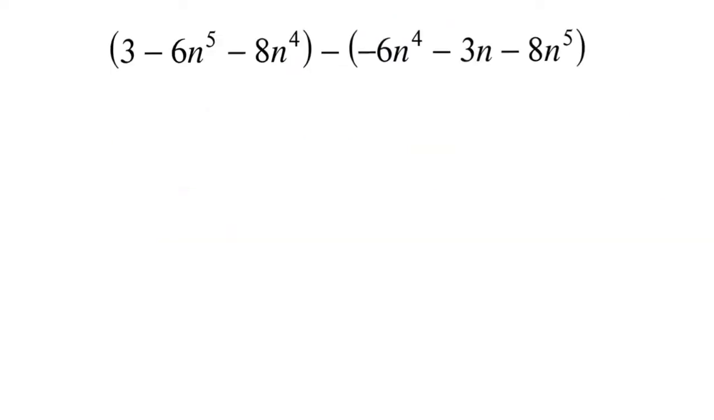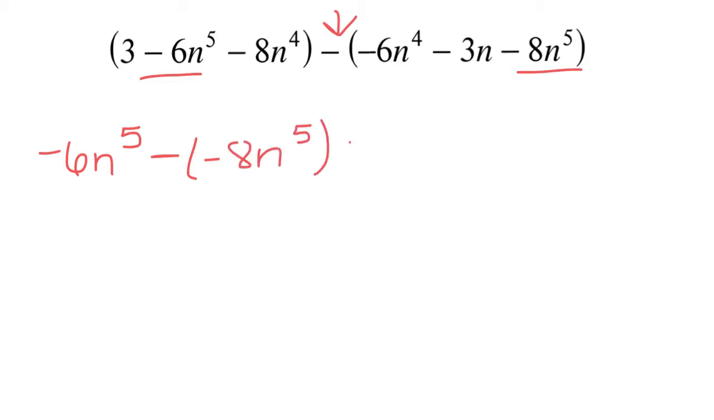Here's my next example. I am not going to distribute on this one because I did the last one. I'm going to look for like terms because there's so many. So the first like term I'm going to look for is the one with the largest exponent because I know it goes first. I have n to the fifth as the biggest. So negative 6n to the fifth minus, for the sign in the middle, and then the 8n to the fifth is also negative.